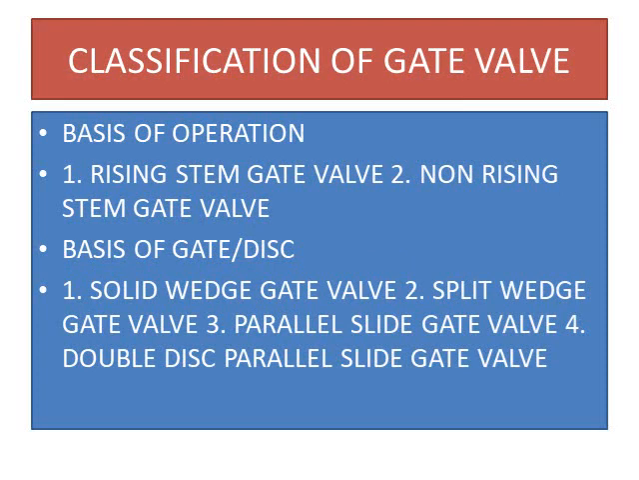Classification of gate valve. We shall understand how we can classify the gate valves. Basis of operation: first, rising stem gate valve; second, non-rising stem gate valves. Basis of gate or disc which is installed in the valve: solid wedge gate valve, split wedge gate valve, parallel slide gate valve, double disc parallel slide gate valves.